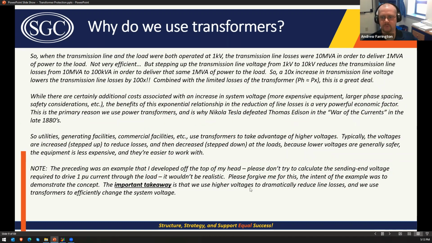Yeah, the important takeaway is that we use higher voltages to dramatically reduce line losses, and we use transformers to efficiently change the system voltage. That's why we use transformers.